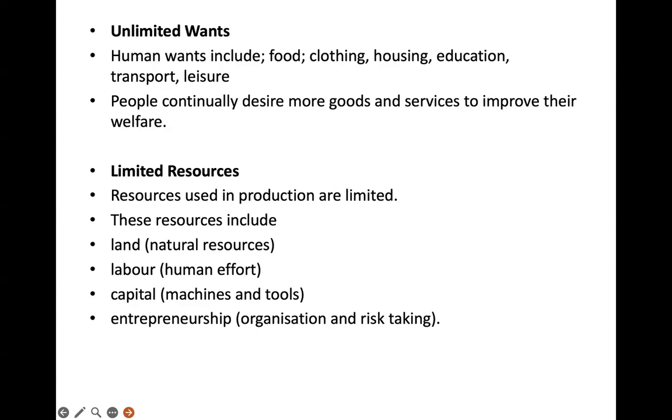What about the limited resources? The resources used in production are limited. So these resources include land. Economics classifies the productive resources into 4 categories: land, labor, capital, and entrepreneur. So land refers to natural resources. You all know land.